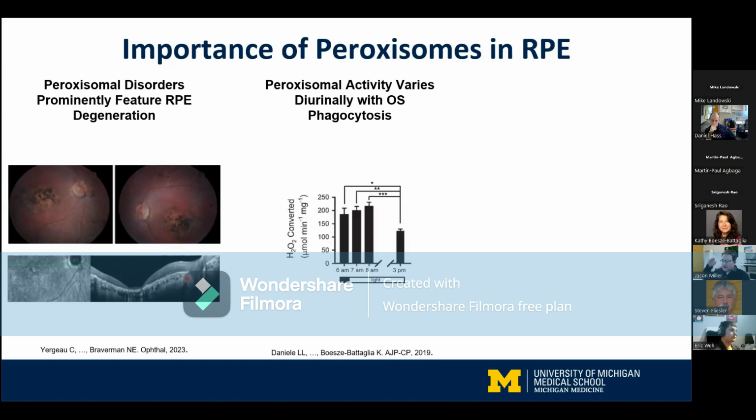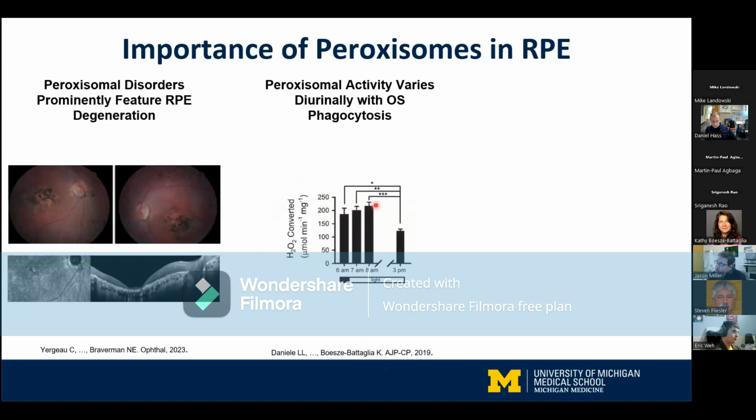So we know that peroxisomal disorders feature prominently RPE degeneration, unlike mitochondrial beta oxidation disorders. Certainly, peroxisomal activity varies diurnally with outer segment phagocytosis, and this is a paper that Kathy's group published in 2019, in which they showed, just take it for right now, that the y-axis is showing some degree of peroxisomal beta oxidation activity, and you can see that there's an increase during the transition from lights off to lights on when we know that outer segment phagocytosis is happening.